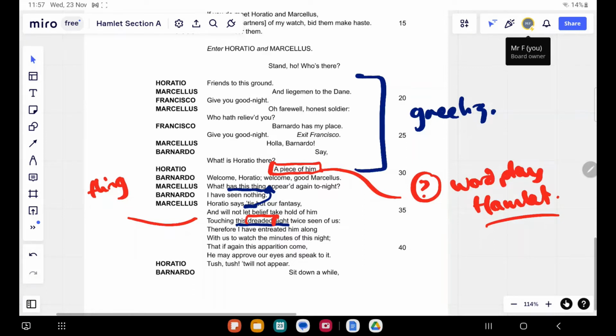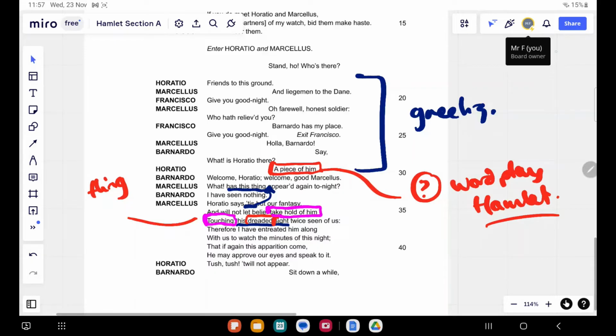Now, I will link to a website that I found yesterday, very useful, which is to do with really close analysis, and it hammers into some of this language here. And they found it quite ironic, this idea, Horatio will not let belief take hold of him, touching this dreaded sight, because we're dealing with a phantom, a ghost, and the idea of something tangible that you can hold seems at odds with something that's intangible and not able to behold. So there's something quite strange about that.